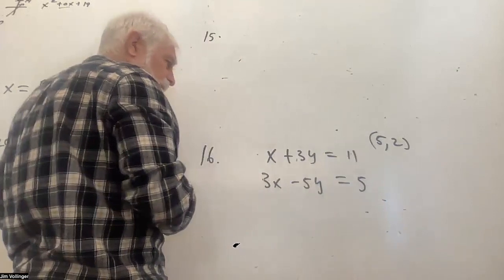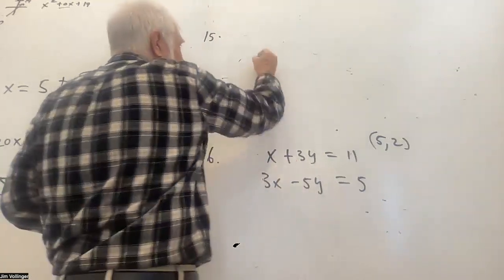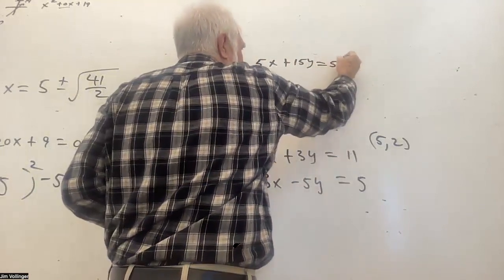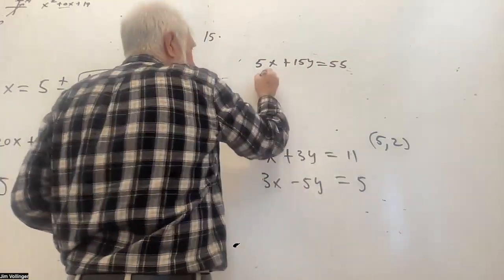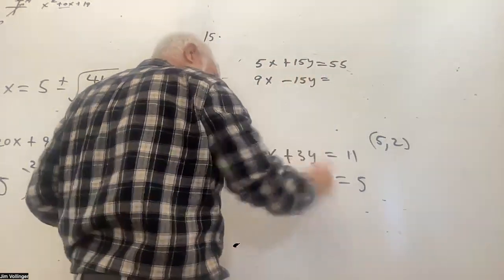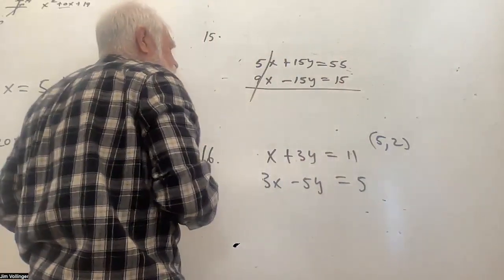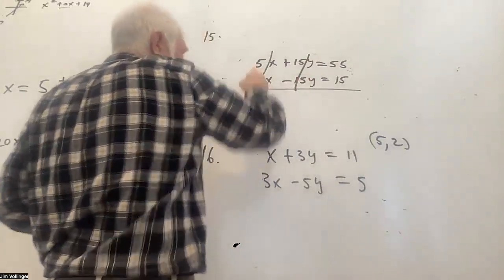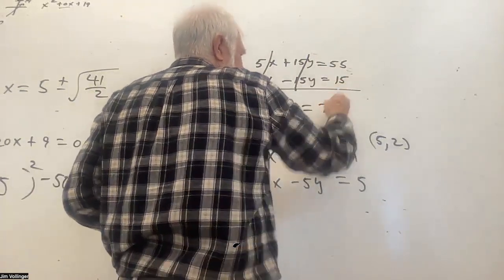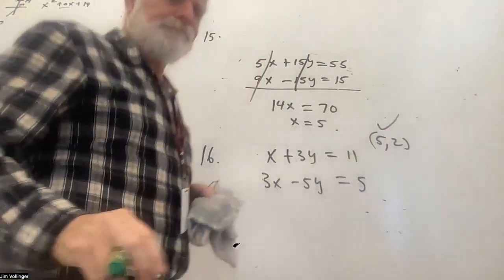So I guess I've got to multiply this one by 5 and this one by 3. So I'll multiply this one by 5, 5x plus 15y equals 55. This one by 3, 9x minus 15y equals 15. Okay, I think I did that right. We did get a cancellation. Oh, I canceled the wrong side. We get a cancellation here. This is 14x and 55 and 15, 65, 70, and 14 goes into 70 5 times. Boom. All right, last problem.